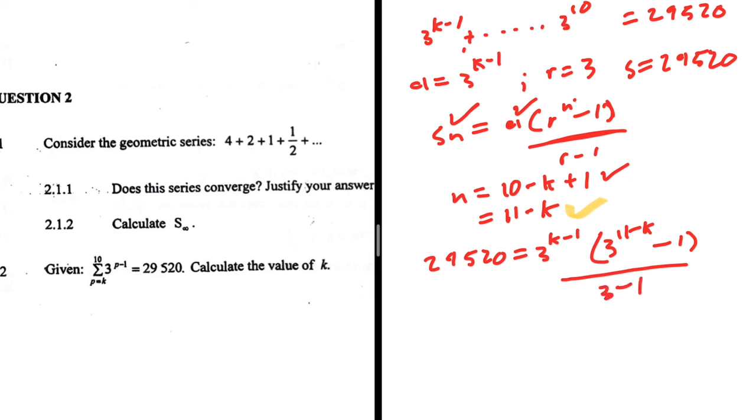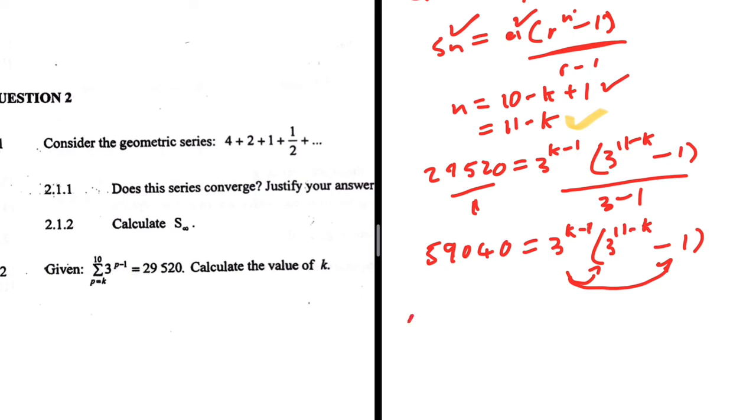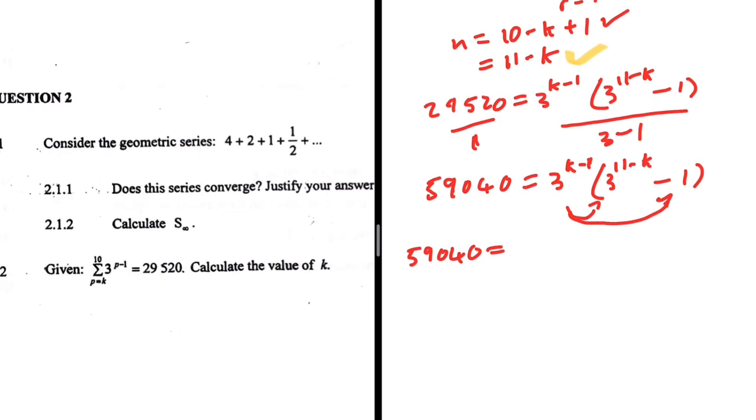3 minus 1 is 2, so if we cross multiply, we have 29,520 multiplied by 2. So this is 59,040 equals 3^(k-1) multiplied by 3^(11-k) minus 1. So let's multiply these, not by k, but by 3 to the power k minus 1. 59,040 will be equal to, when we multiply numbers of the same base, we add the exponents. Let's just add it on the side: k minus 1 plus 11 minus k. k minus k is 0, and minus 1 plus 11 is 10. So we actually have 3 to the power 10 minus 3^(k-1).